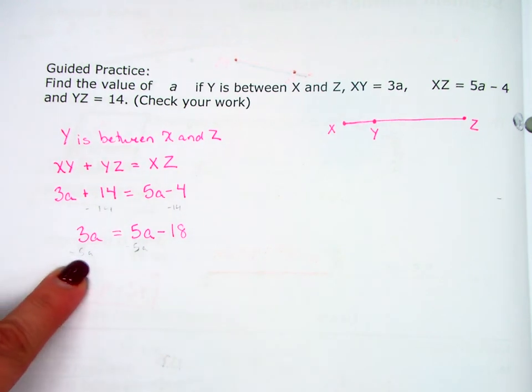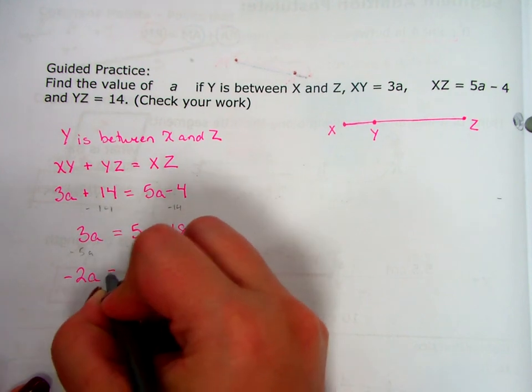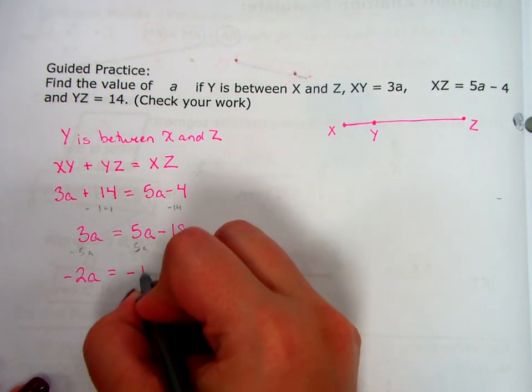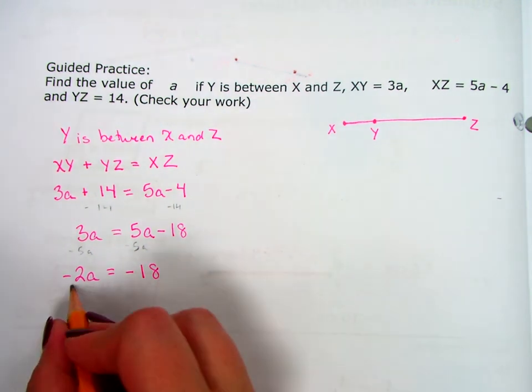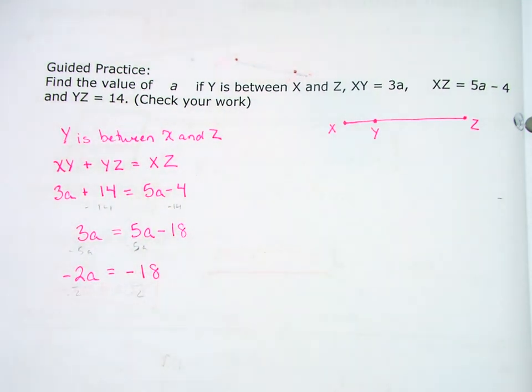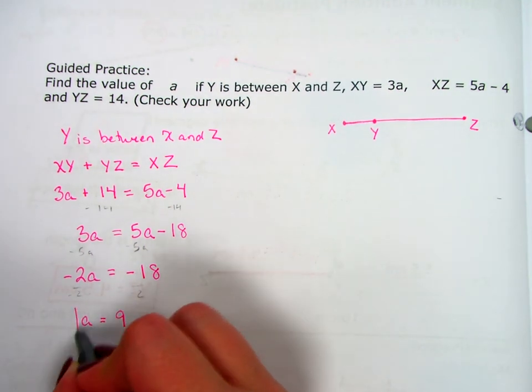3a minus 5a is? Negative 2a. Equals, the 5a becomes a 0. 0 minus 18 is? Negative 18. Now what? Now you divide by negative 2. Divide both sides by negative 2, and again, you should barely see it if you're going to write it. So I end up with a equals? 9.